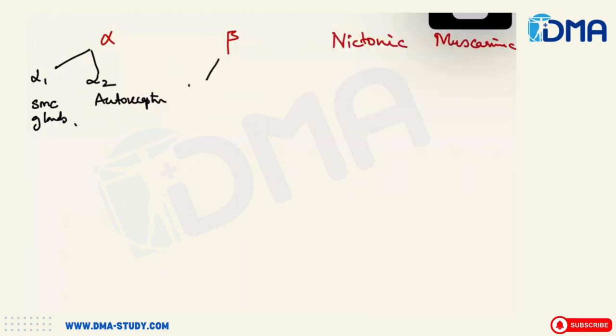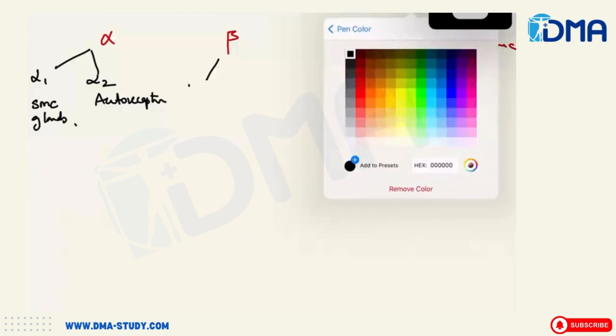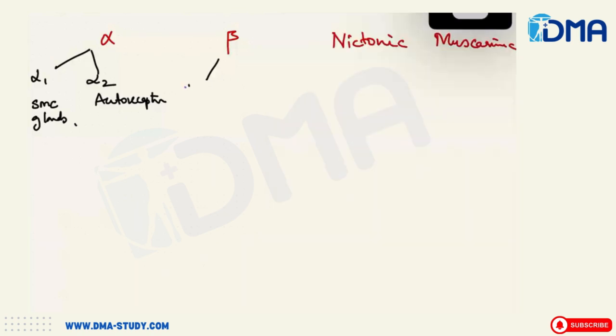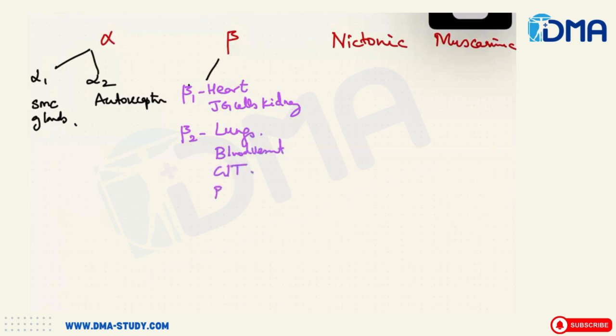Beta receptors, beta 1 will be present in where? Heart. Correct. Beta 1 will be in the heart as well as in the JG cells of the kidney. Beta 2 mainly in the lungs, blood vessels, GIT, bladder, uterus, skeletal muscles.